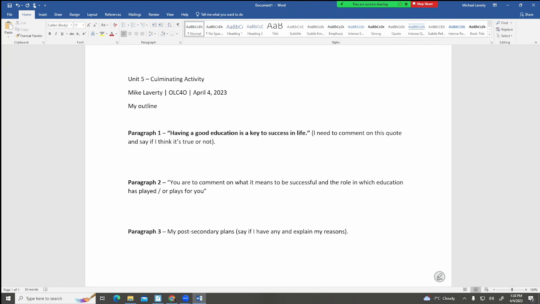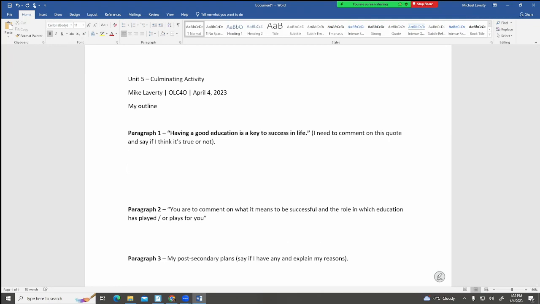So I've got my three categories here, my three headings where I'm going to put information about my life. Sometimes you just simply have to start writing just to get things flowing. Even I'm sort of struggling with how I would approach this question. But yeah, having a good education is key to success in life. So I'm just going to start typing and get some words on the page.